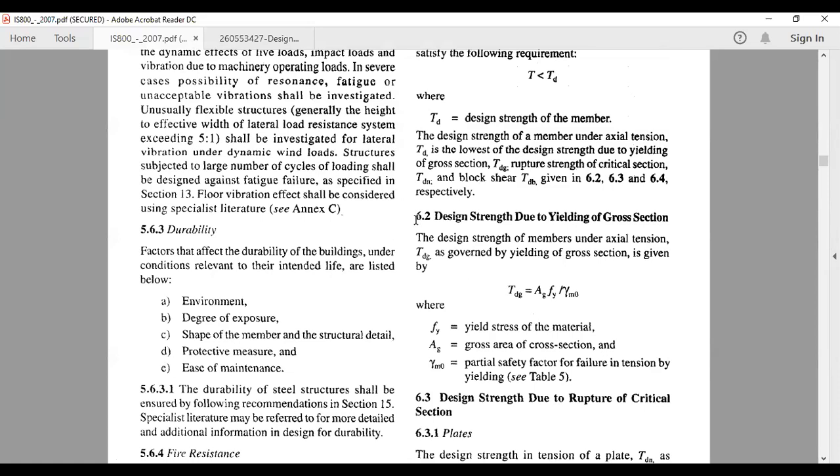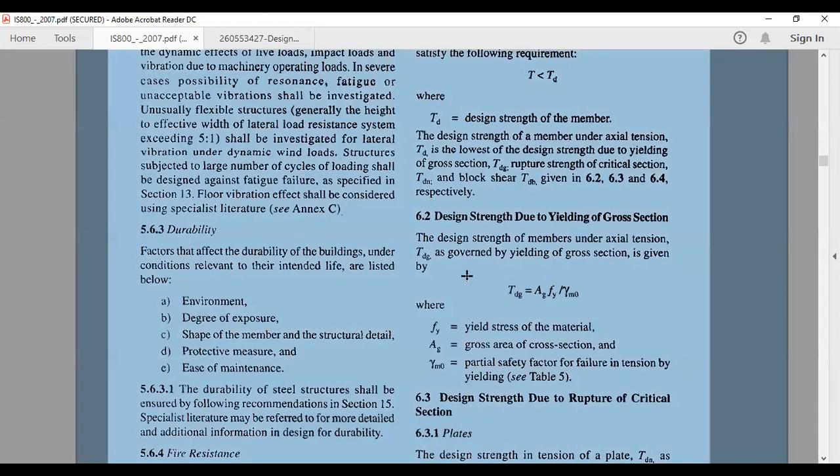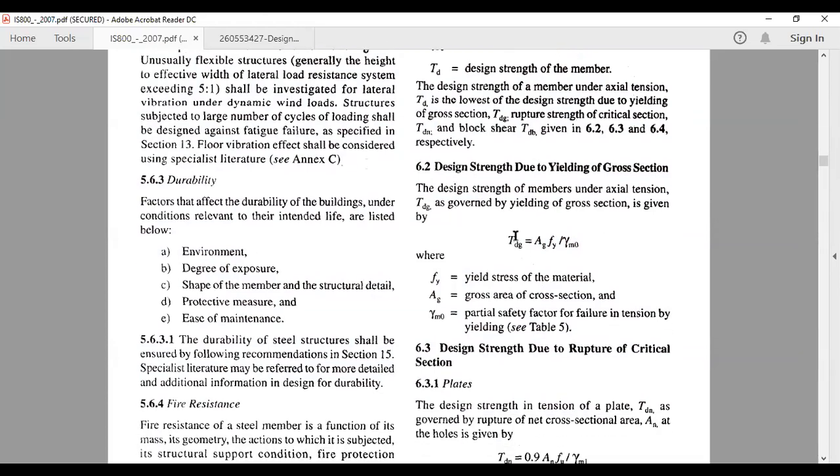It will give you the strength governed due to yielding of gross cross section. We have already come across this expression, Tdg, which is equal to Ag fy by gamma m0. Ag is the gross cross-sectional area, the full area of the member, which is available from our steel table. fy is the yield stress, gamma m0 the partial safety factor for yielding, 1.1. So this is one criterion which decides the strength of the tension member, Tdg, based on yielding. We need to check it for this first.